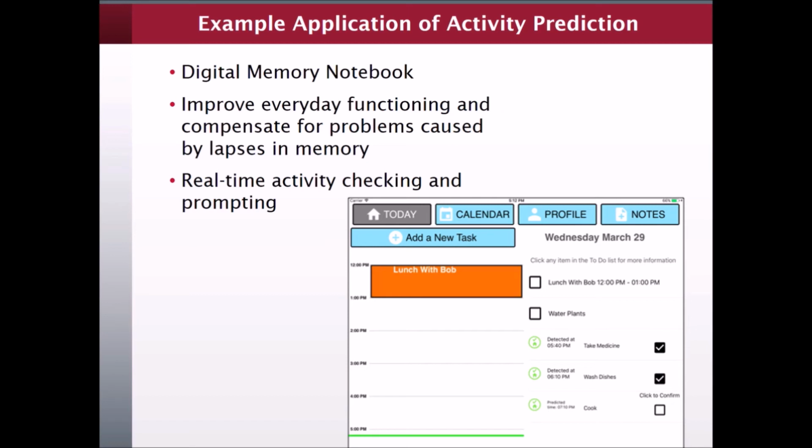As we see here in this interface, each activity that the individual wants to track and make sure that they complete is listed along with the time that it was detected by the environment using ambient sensors, that they can either confirm or leave blank if they are disagreeing with the home. And that way, individuals who have memory problems and are anxious about whether they're performing important activities or not have that confirmation, and they can refer to the notebook to make sure that it has been done.